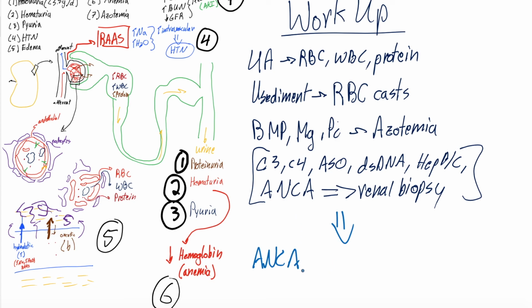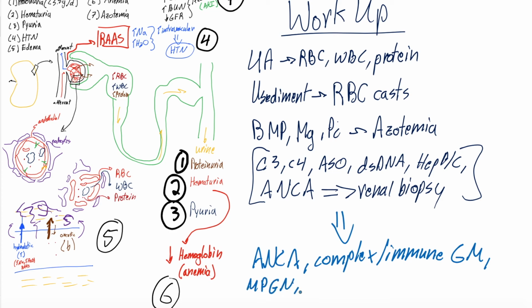You can get complex mediated, as well as just general immune mediated glomerulonephritis. I'm just going to abbreviate GN. You can get membranoproliferative glomerulonephritis, which is another subset of autoimmune. You can get anti-basement membrane glomerulonephritis. Oh, this should be an N, by the way. Also known as Goodpasture's disease. You can also get rapidly progressive glomerulonephritis.